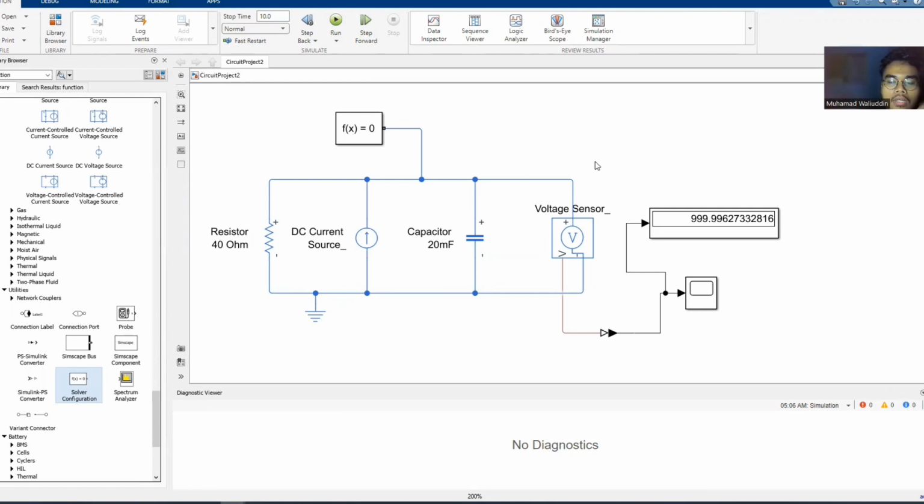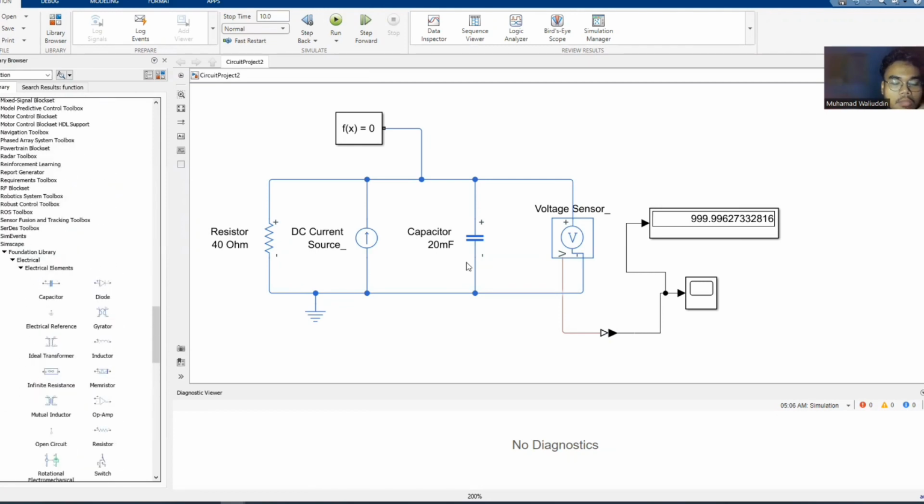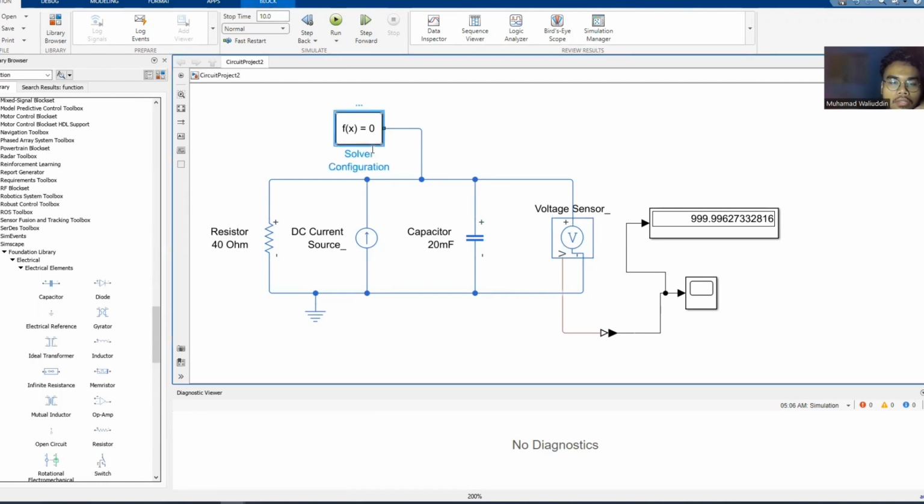So for the simulation, I use MATLAB Simscape. So after we connect to each other, this is the solver configuration. This is an important part for this circuit in MATLAB because it gives the parameters the best value, so the circuit will function. So the voltage sensor will be connected to the display and the scope for the graph.